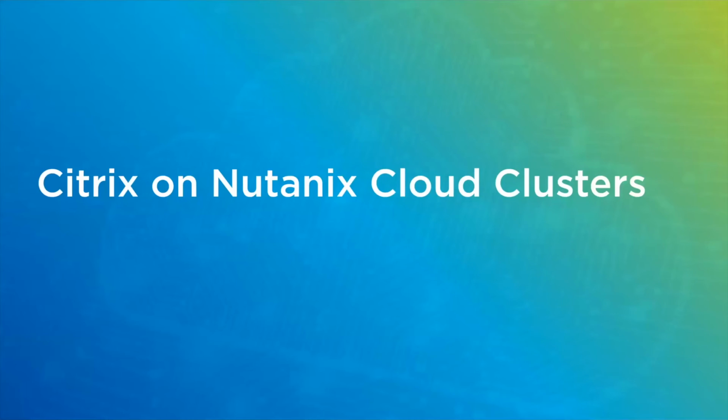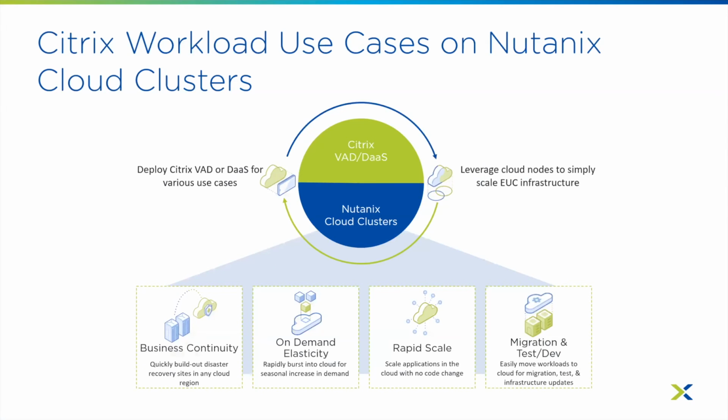What does Citrix look like on here? Let's talk about use cases. Deploy your choice of control plane, whether using the Virtual Apps and Desktops control plane or the DaaS control plane, and then use cloud clusters to simply scale your EUC infrastructure in the cloud. DR is a big use case. We're also seeing bursting for on-demand elasticity, and customers who need to scale quickly and don't have time to go through the full procurement process of physical hardware in their data center.